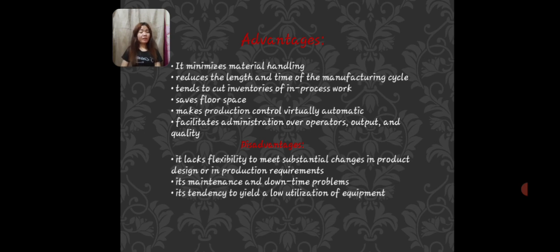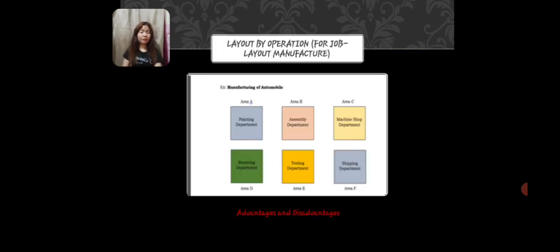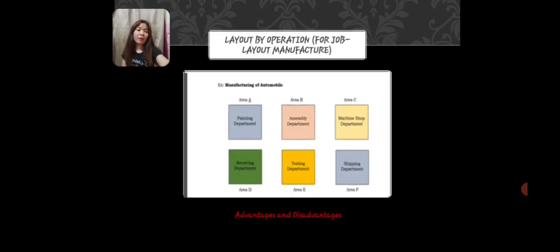So, what are its disadvantages? It lacks flexibility to meet substantial change in the product design or in the production requirements. Next, it has maintenance and downtime problems. Next, its tendency to yield low utilization of equipment. Next. So, this is the example of layout by operation for job layout manufacture.